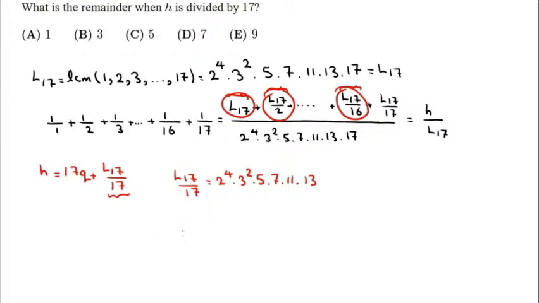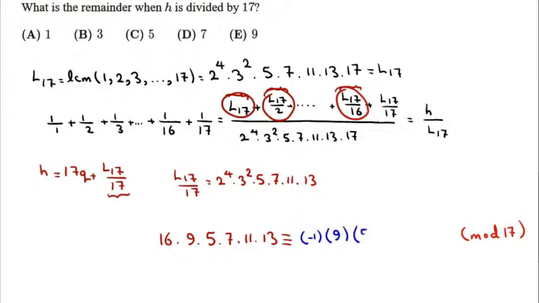So, 2 to the 4 is 16, 3 squared is 9, 5, 7, 11, 13. Let's calculate this number mod 17. So if you want to calculate, 16 is negative 1. For 9, I write 9. 5, I write 5, 7. And 11, I write negative 6. You can subtract 17 from each of them because 17 is 0 mod 17, and if you add or subtract, it has no effect. So 11 minus 17 is negative 6. 13 minus 17 is negative 4.